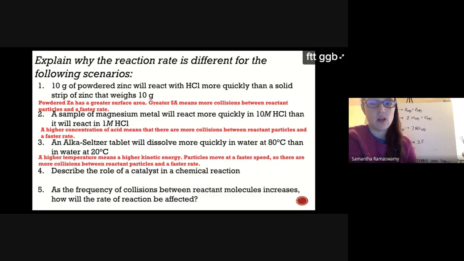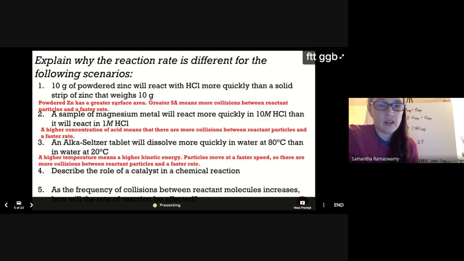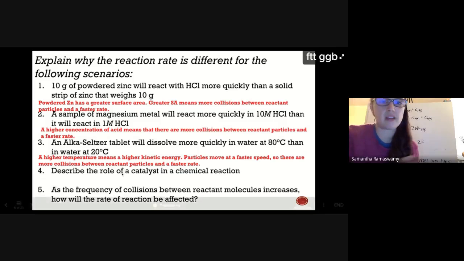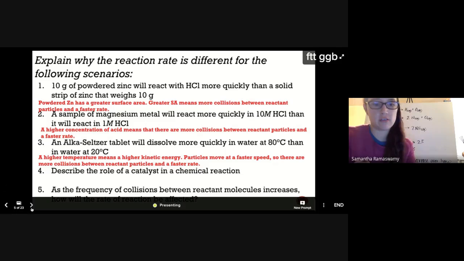So again, notice how at the beginning of each one of these, we're talking about what is different in the scenarios and how it affects the collisions, because collisions is what's going to change the reaction rate.